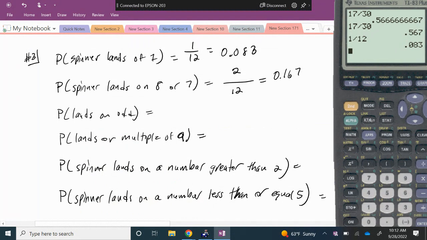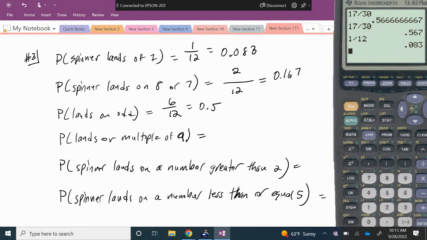So what's the probability that it lands on an odd number? 6 over 12, right? Because there are 6 odd numbers, right? 1, 3, 5, 7, 9, 11. So 6 over 12 is a half, 0.5.